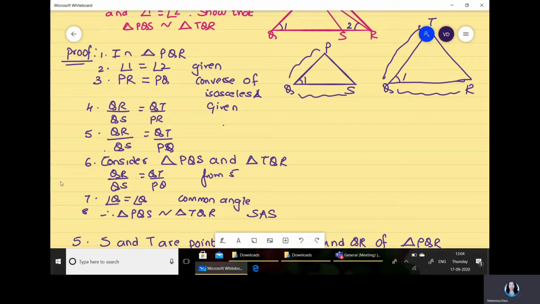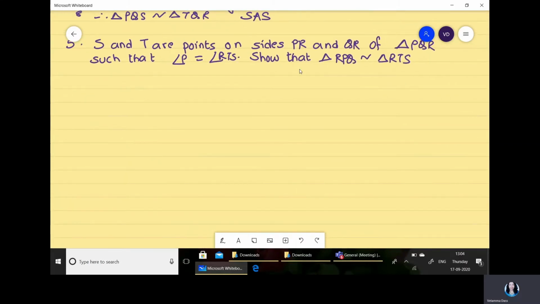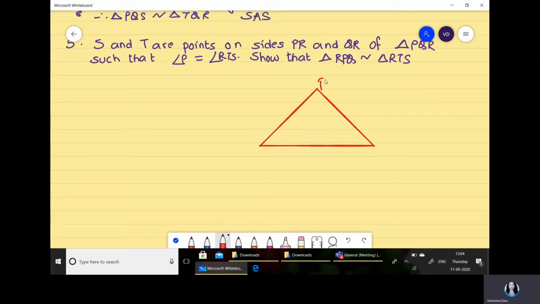Coming to the next question, question number 5: S and T are points on the sides PR and QR of triangle PQR, such that angle P equals angle RTS. Show that triangle RPQ is similar to triangle RTS. In this case, the diagram is not given. So from here we understand there is a triangle PQR. Let's draw an acute angle triangle PQR. It is given that S is a point on the side PR.